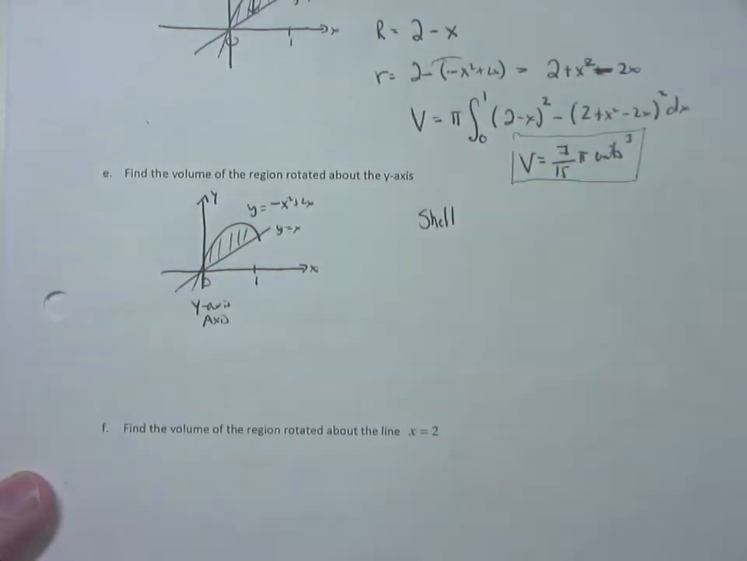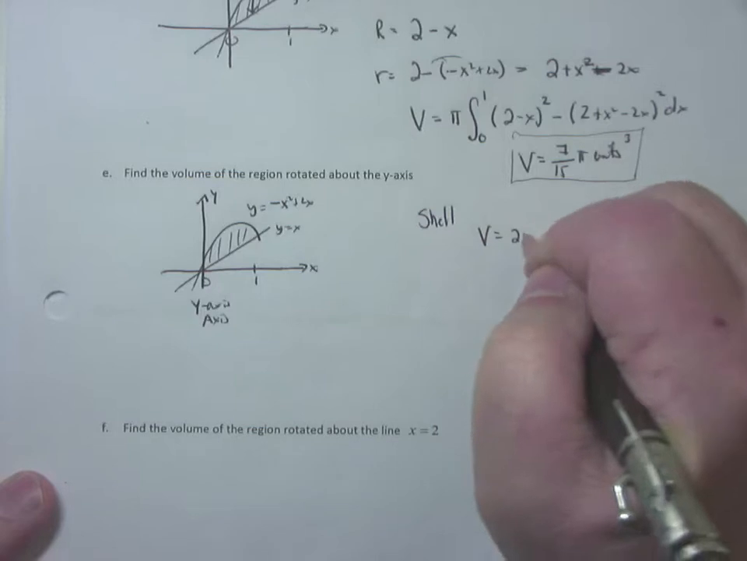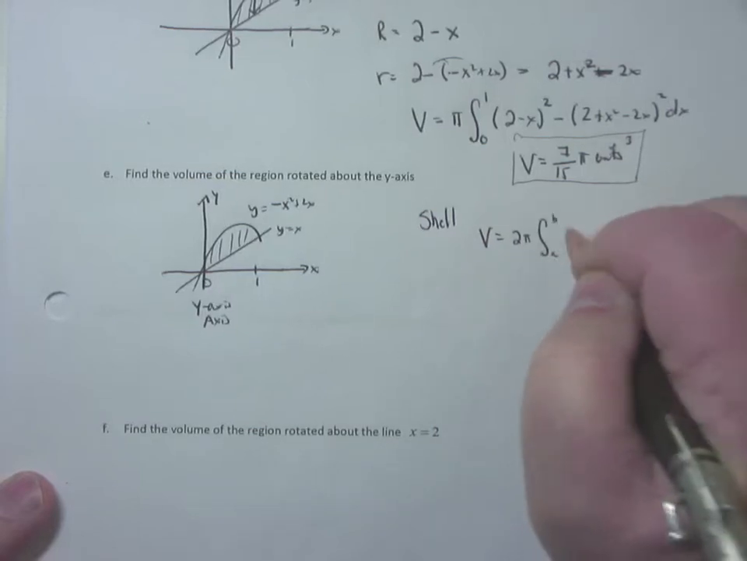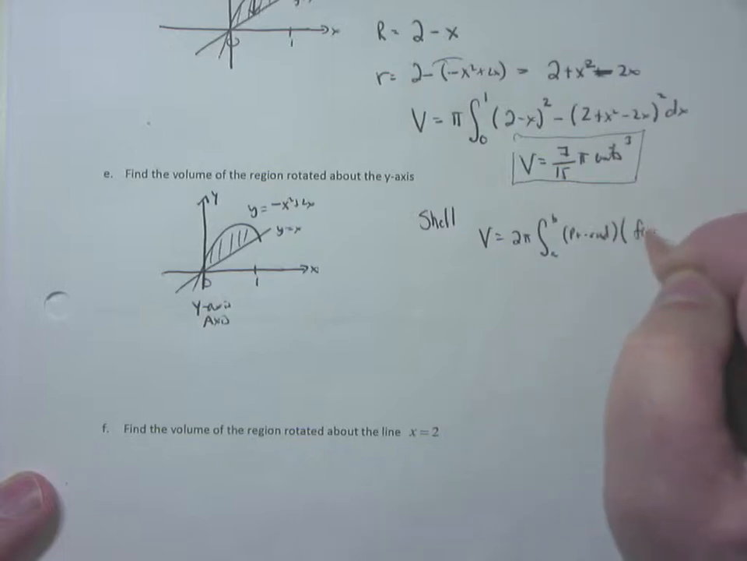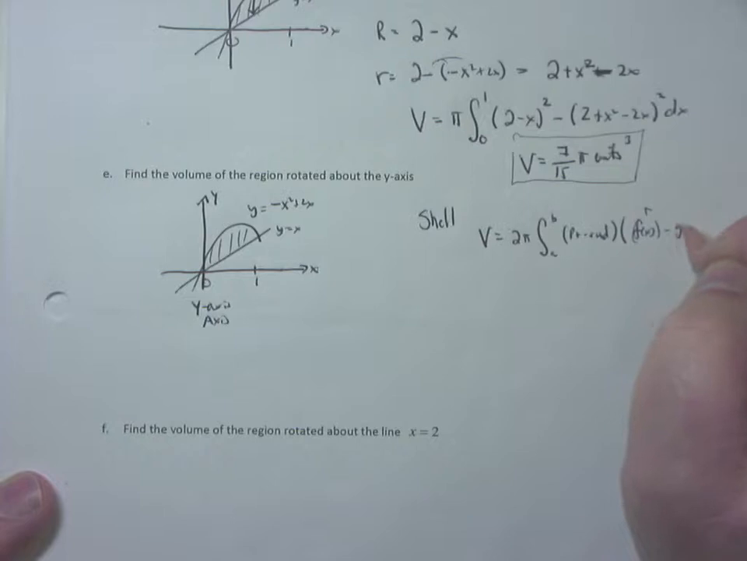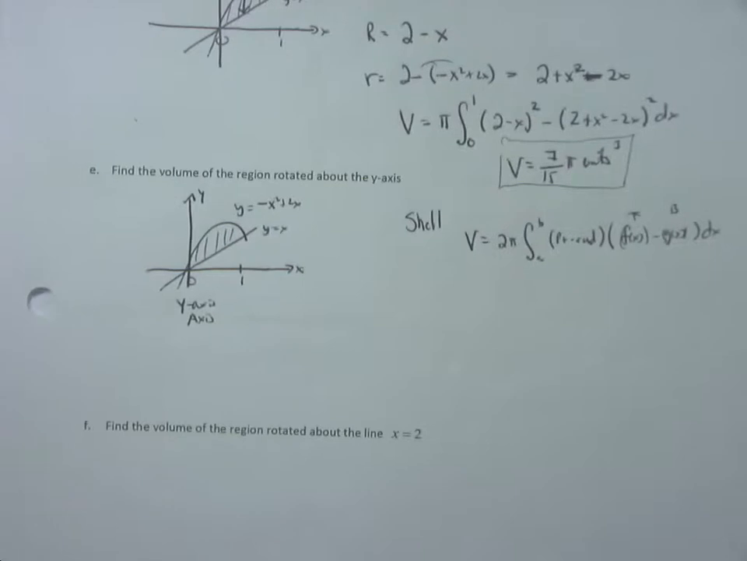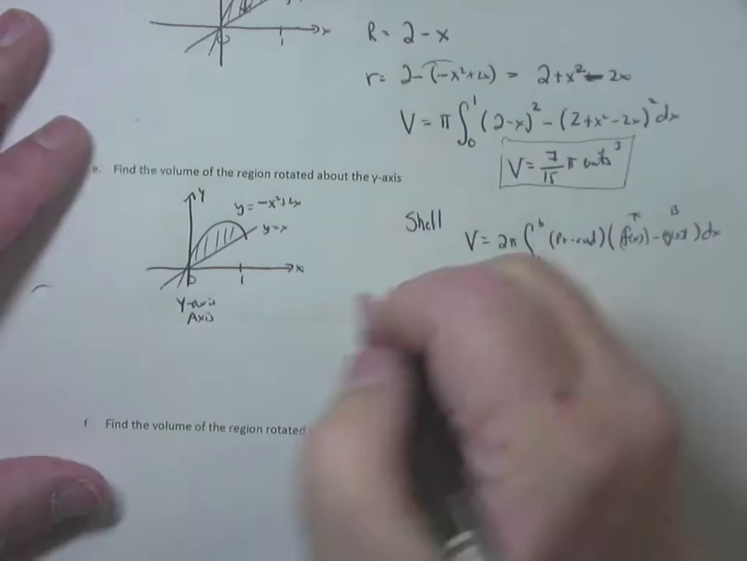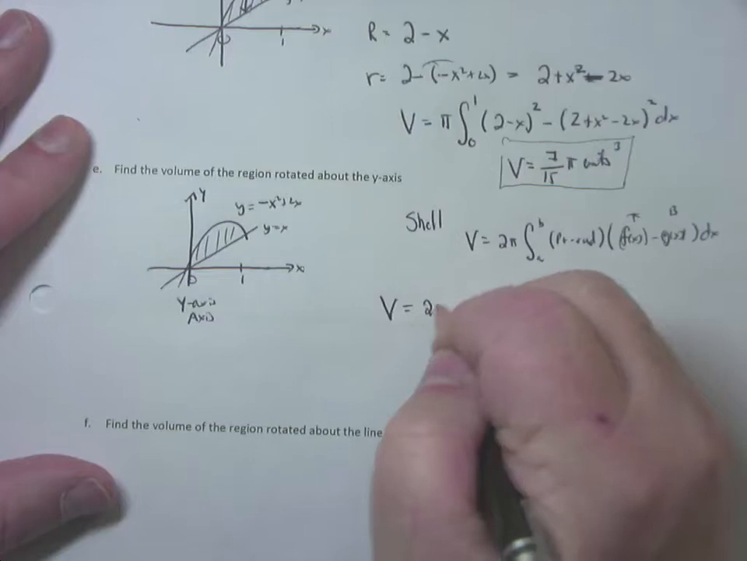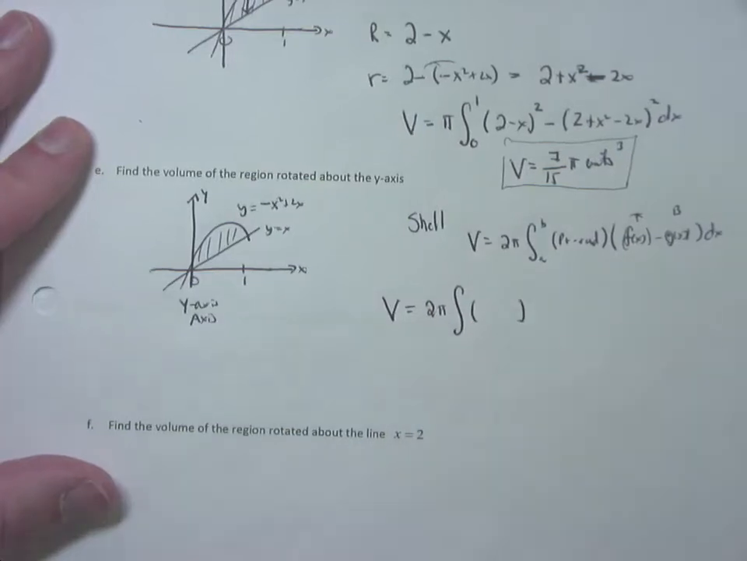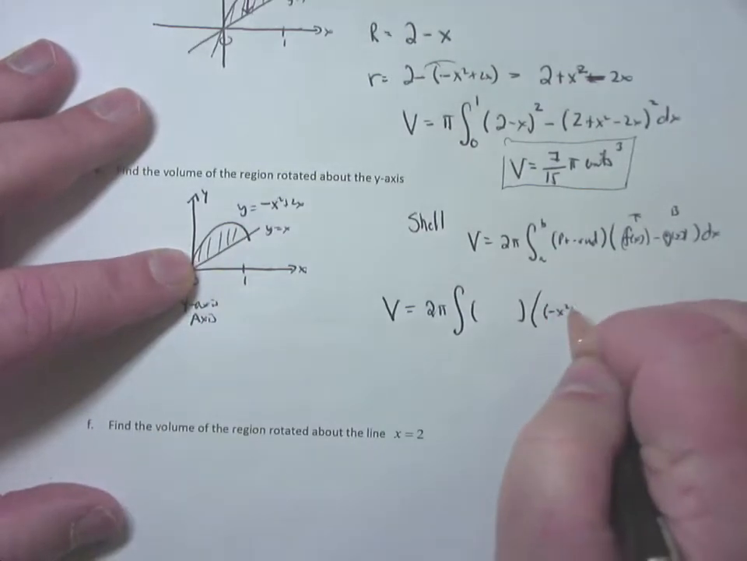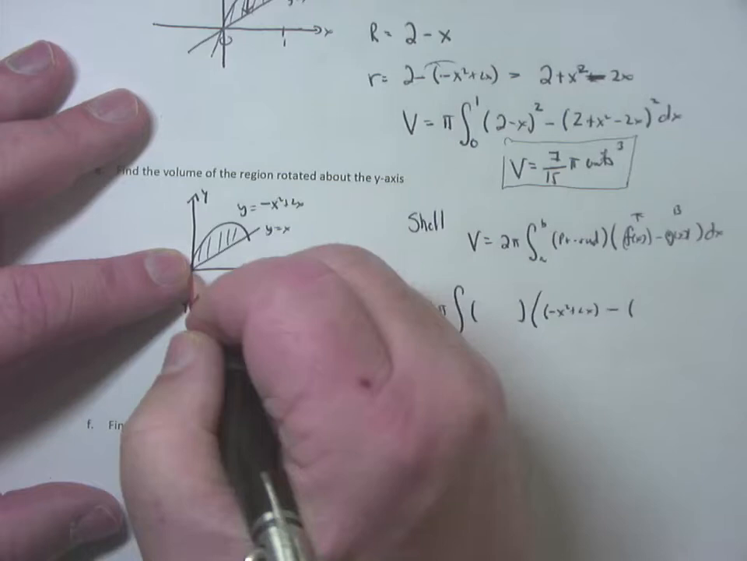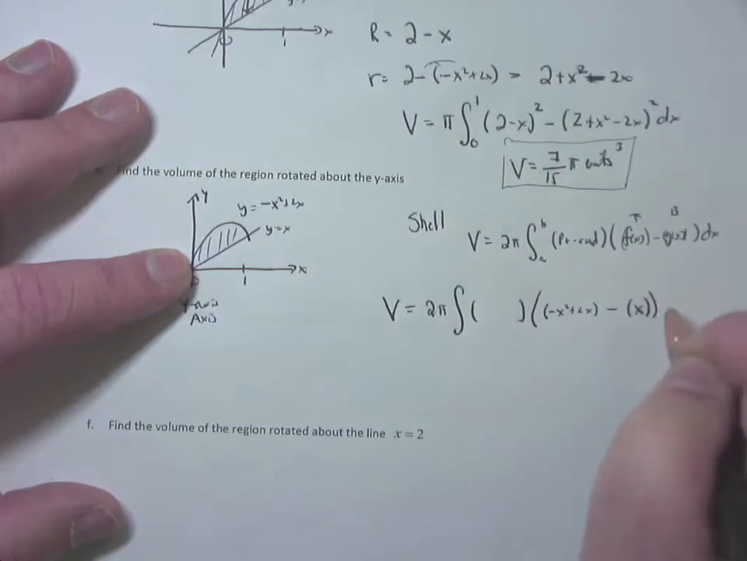The formula for a shell problem is volume is equal to 2 pi times integral from a to b of what I call the point radius, which uses an arbitrary point, times f of x, top part of your region, minus g of x, the bottom part of your region, dx. So volume is going to be equal to 2 pi times integral. We'll put the point radius there in just a second. Look at your region. What defines the top part is this negative x squared plus 2x minus what defines the bottom part of my region, the function x, dx.